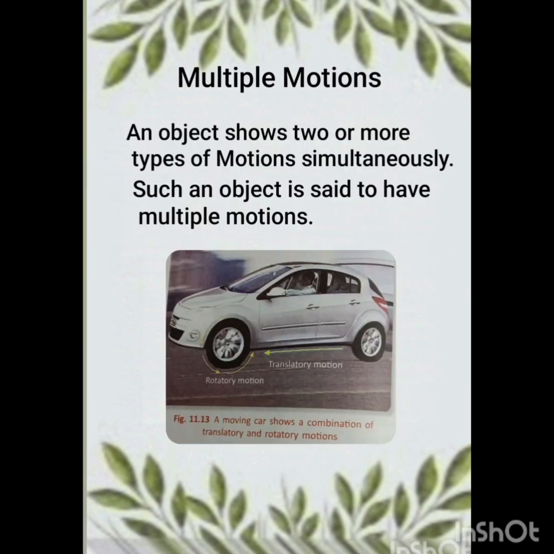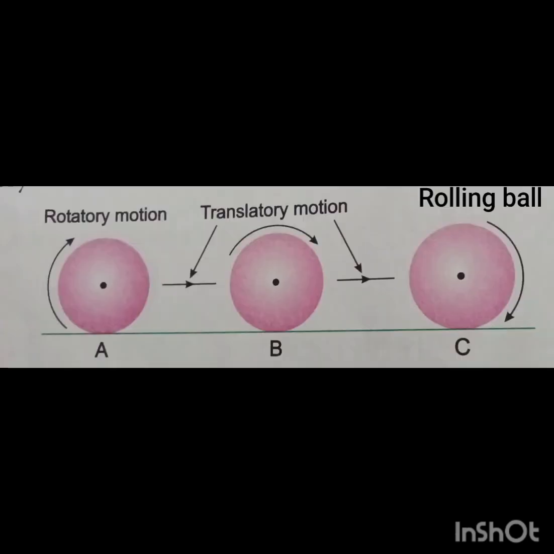Let's learn about multiple motions. Sometimes an object shows two or more types of motions simultaneously. Such an object is said to have multiple motions. For example, a moving car has translatory motion as a whole, but its wheels show rotatory motion. Consider an example of a rolling ball.